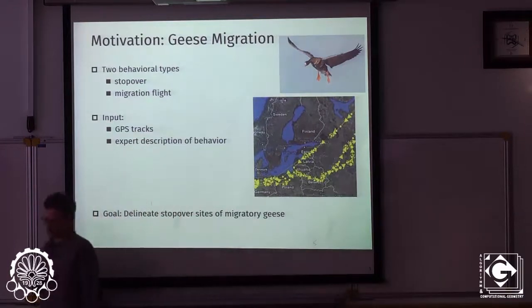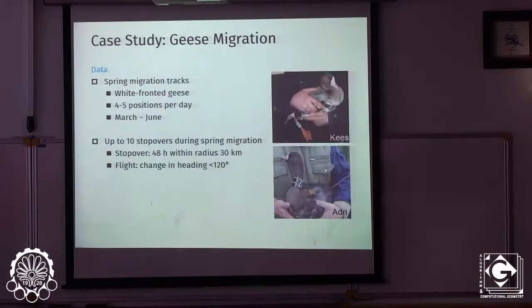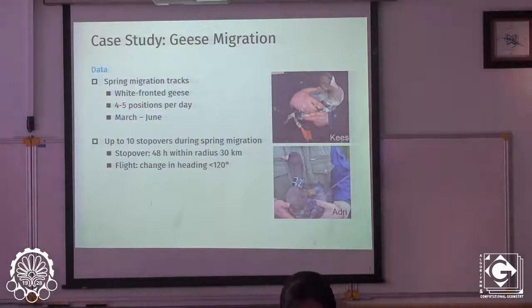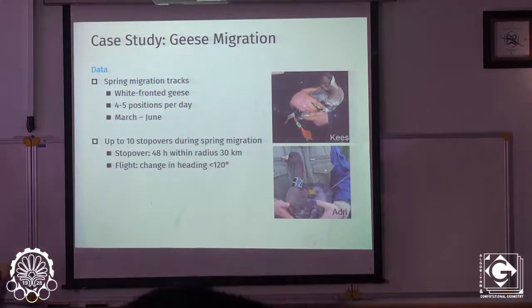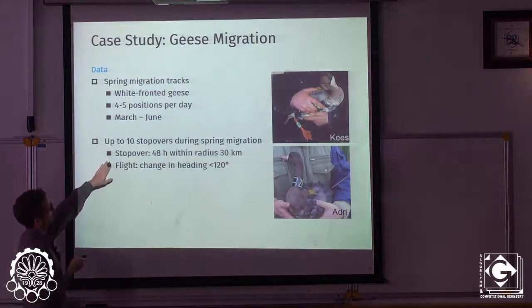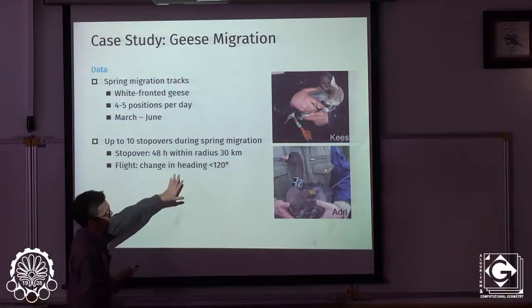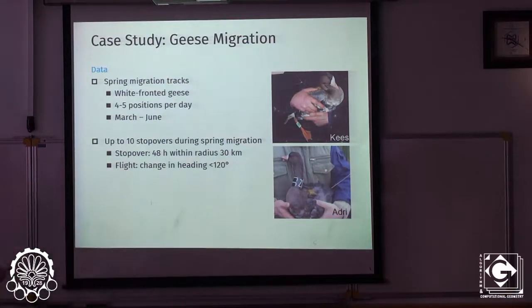So we have these two behaviors, stopover and migration flight, and let me also show you a little bit more about the data set. This is about spring migration, so we have 4 to 5 positions per day, up to 10 stopovers. And if we really look at the criterion that we have, flight, as I said, can be described simply as fairly straight movement. But a stopover, we should stay within a radius of 30 kilometers, that's a decreasing criterion.